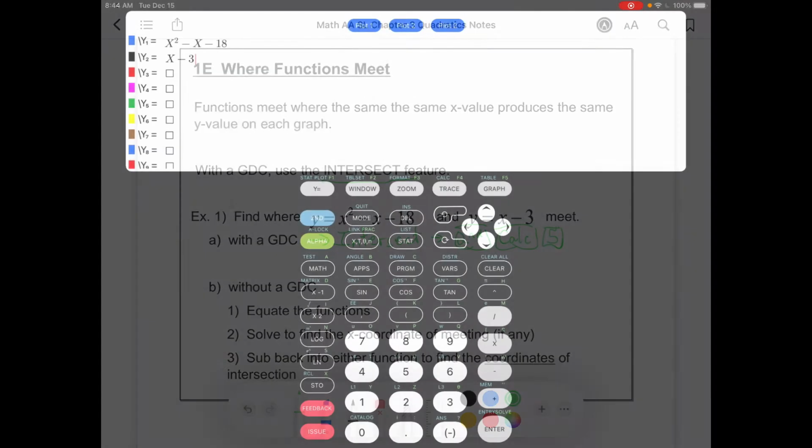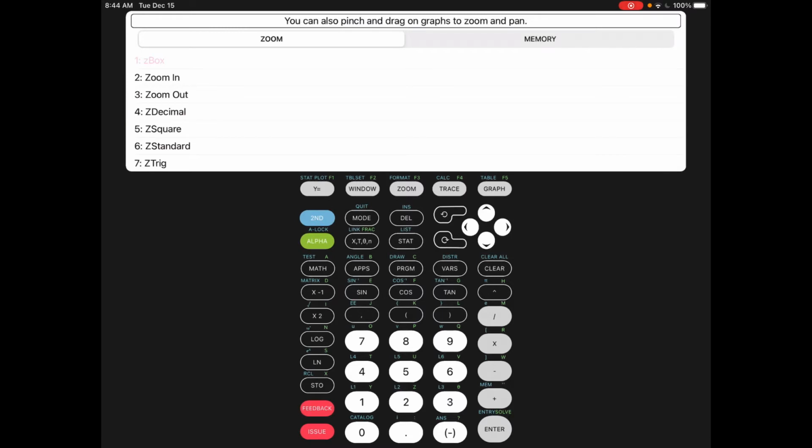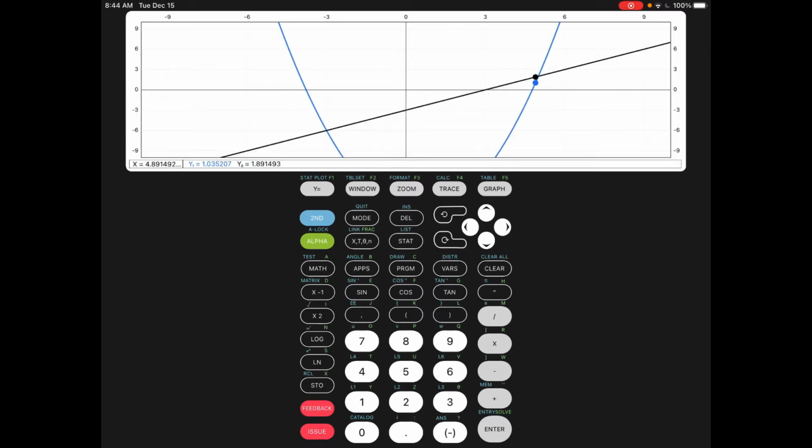Let's try it. Okay, I've got my functions in. This is not going to be exactly how it feels on your calculator because this is an emulator. But I'll go zoom 6 for standard window settings, and I can see the two graphs. I can't see the y-intercept on that parabola. If I changed my window settings, I could see more of it. But I can see that there are 2 points of intersection.